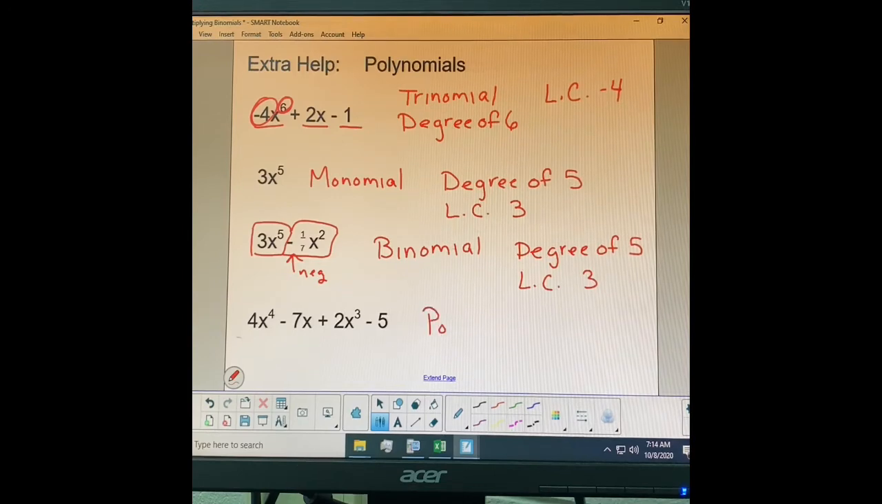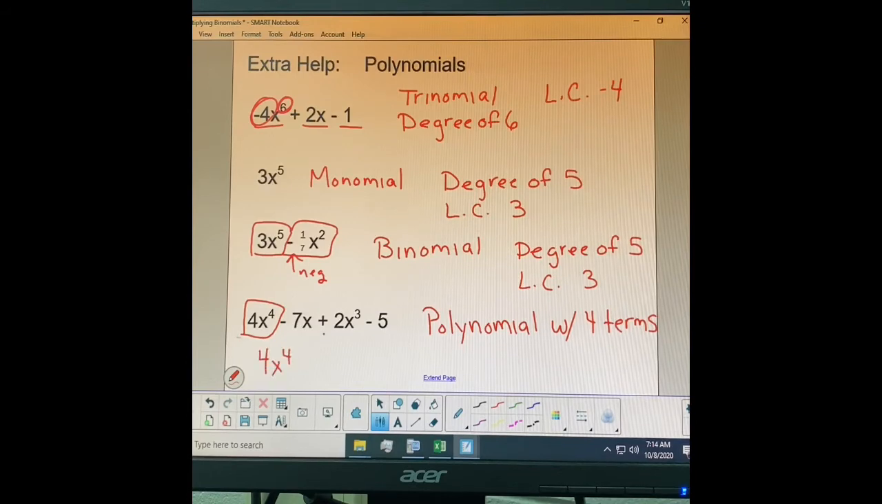Here we have a polynomial with 4 terms. Doesn't really have a name. It's not in standard form. So remember to keep the sign that's in front of the coefficient with the term.